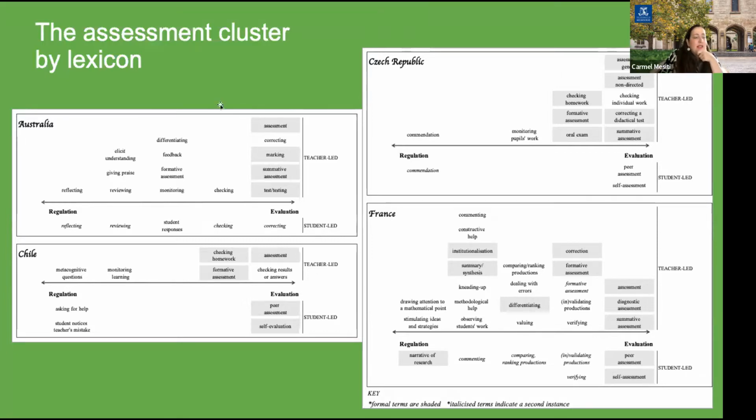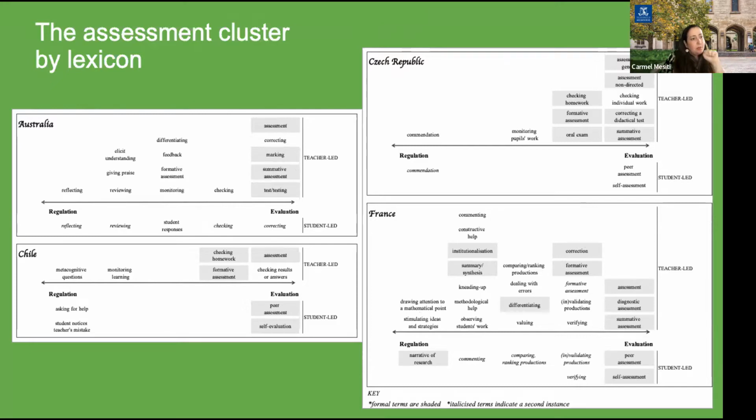Here are the assessment terms from Australia. These are the ones from Chile. These are the ones from the Czech Republic. And here we have the ones from France. I'm sure that you can see, I also meant to say that the ones that are shaded are the formal terms. You could see that there is a difference, but we can populate them along this continuum.